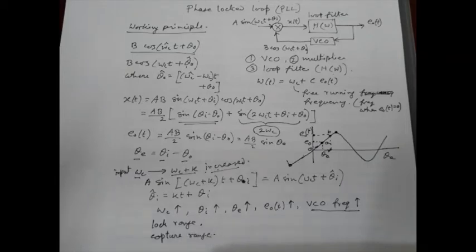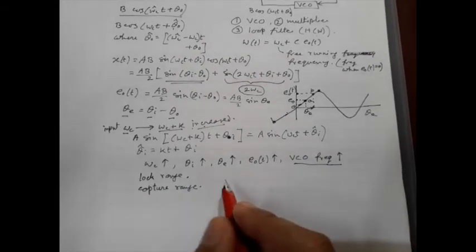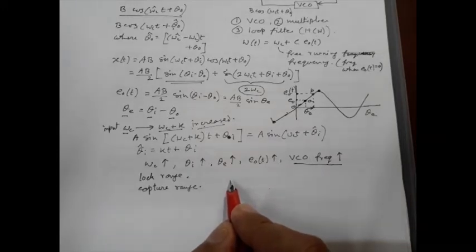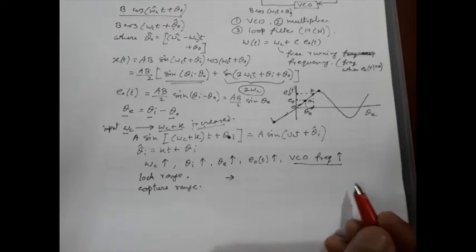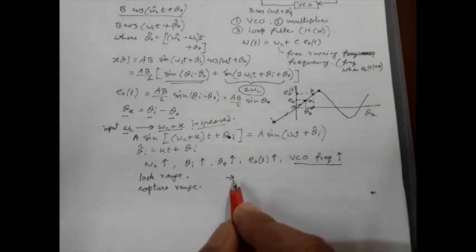So let us consider a hypothetical experiment with PLL. In this experiment, first we will increase the incoming frequency from a lower value to a higher value, and then we will decrease the incoming frequency from a higher value to a lower value. Let us see what happens when the frequency is increased from a lower value to a higher value.